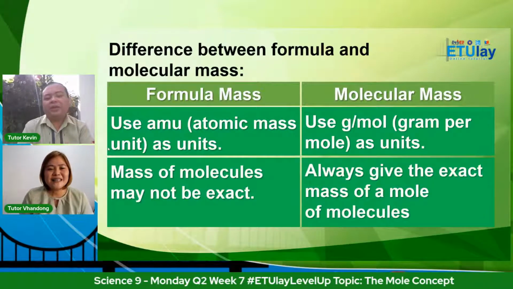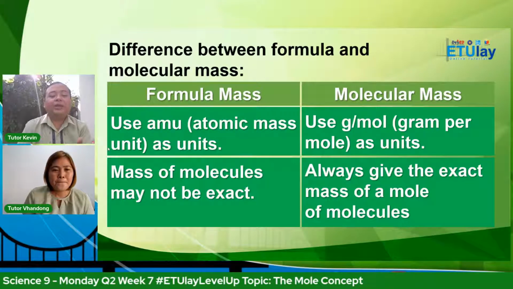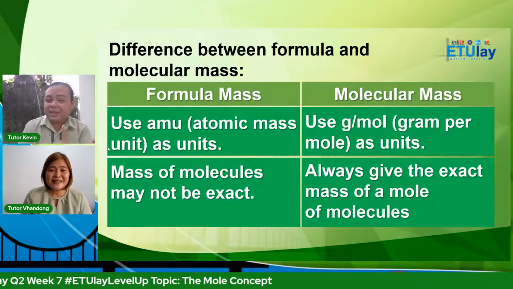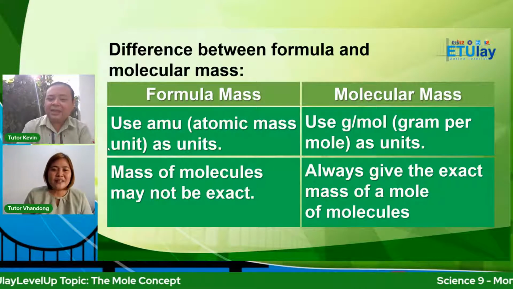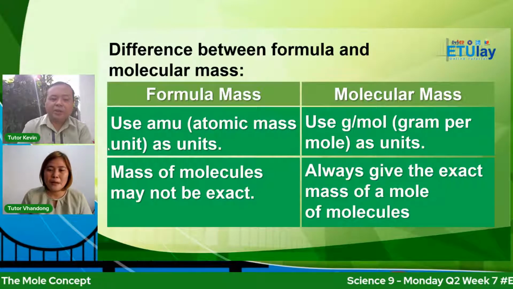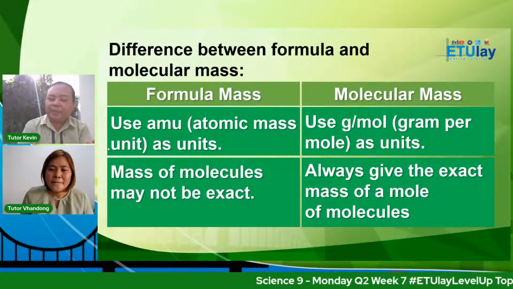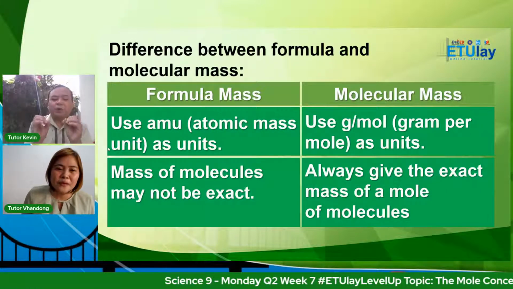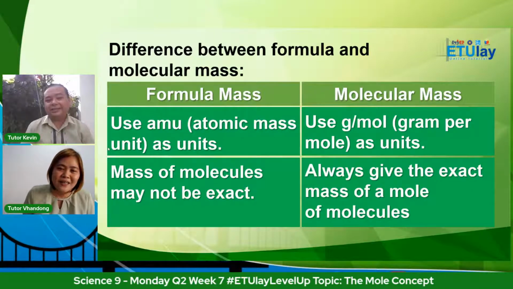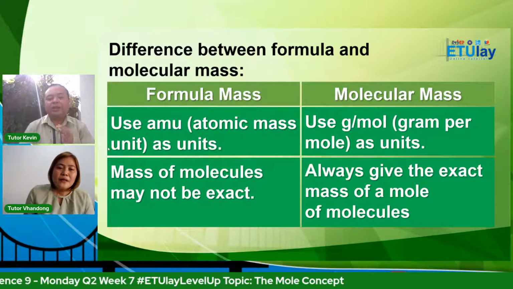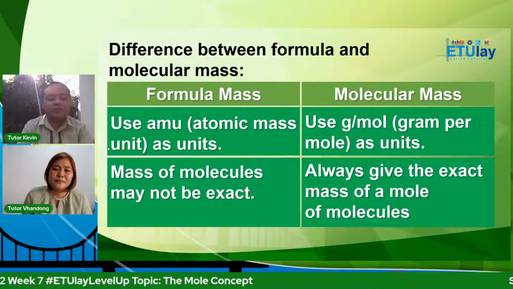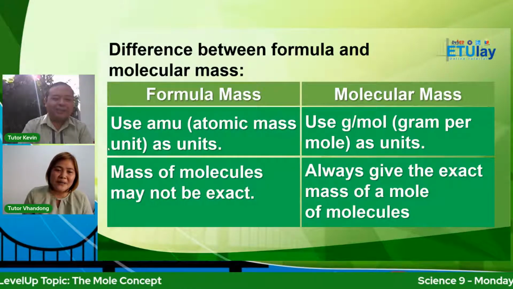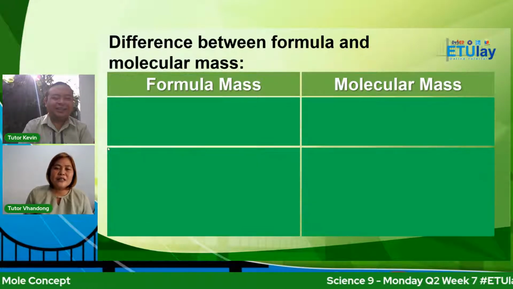Okay, ito pa. Pag sinabi nating formula mass, it uses AMU, atomic mass unit, as its unit. Pag molecular mass naman, it uses grams per mole. Sa formula mass, the mass of molecules may not be exact, ha? Pag molecular mass, it always gives the exact mass of a mole of molecules. Alright. So that's the difference.